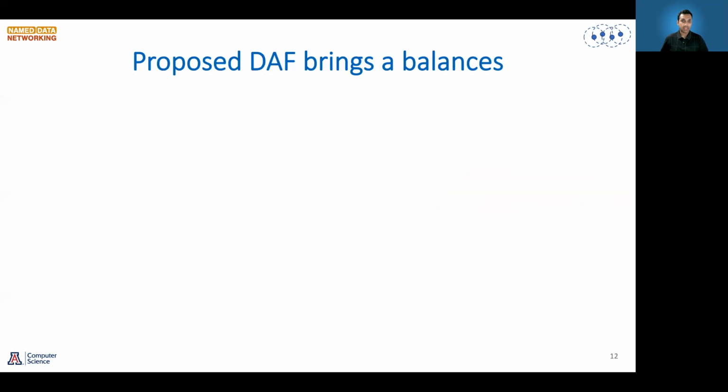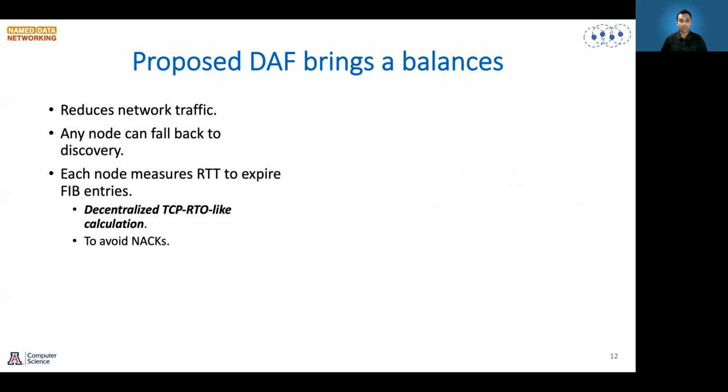Our proposed NDN-based DAF brings a balance between flooding and self-learning. DAF significantly reduces the network traffic of flooding, and any node can fall back to discovery, unlike in self-learning. DAF does so by using in-network RTT measurement to expire the FIB entries of potentially unreachable next hops. This is similar to TCP RTO calculation, but is decentralized and helps to avoid NACKs as well. Please refer to the paper for more details.